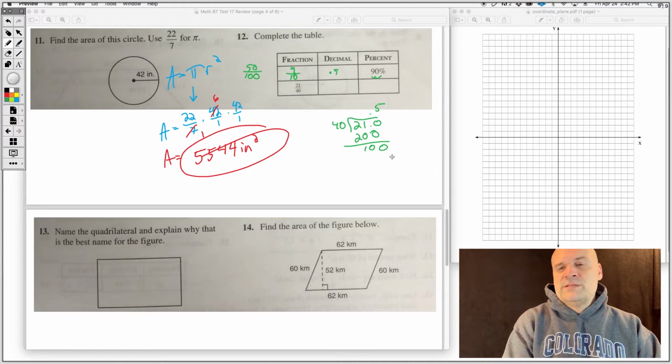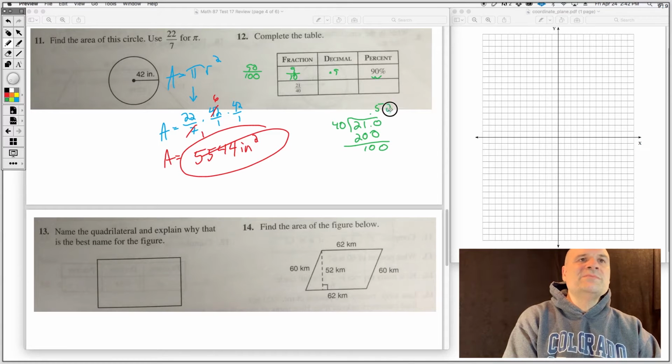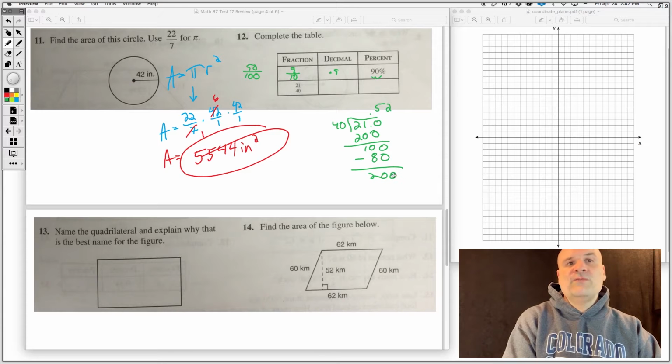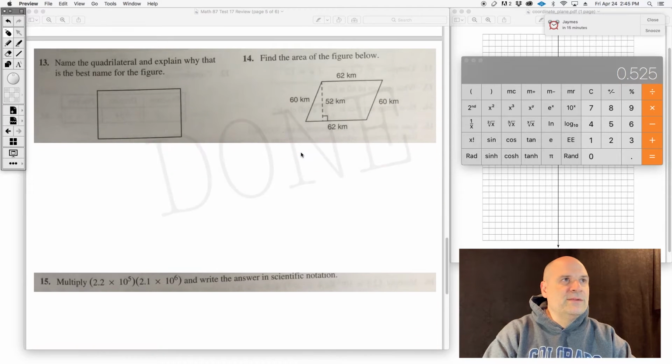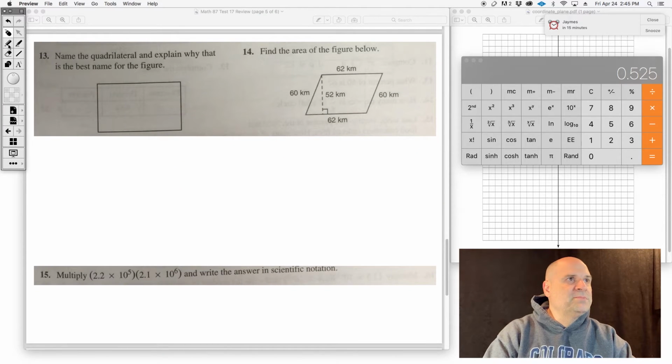40 goes into 100 2 times. 2 times 40 is 80. Subtract, bring down another 0. 40 goes into 200 5 times. So you get 0.525 for that. Okay. Well, how do you change that to a percent? Move it over 2 places. 52.5 or 52.5% works. That's it.